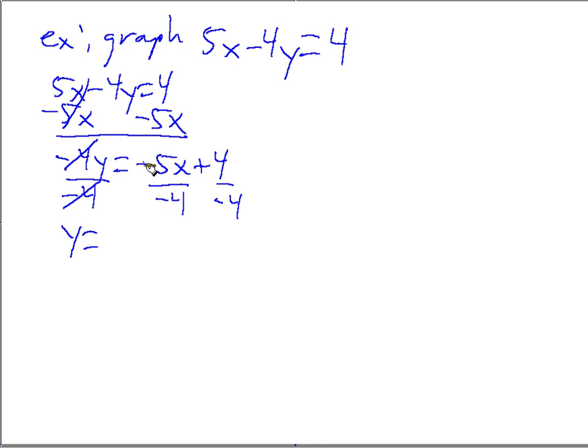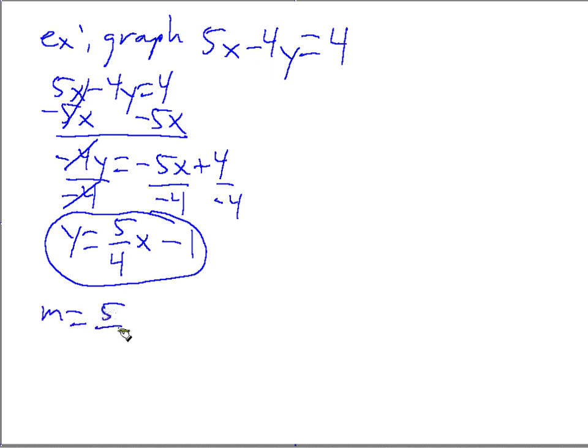So y is going to be what? Negative divided by negative is what? Positive. So positive 5/4 x. 4 divided by negative 4 is minus 1. Okay, so this is the mx plus b equation for this line right here. Okay, so what's the slope then? Well, the slope is 5/4, and the y-intercept is what? 0, negative 1. Again, b is negative 1. All right, that's the y-coordinate of the y-intercept. Okay. All right, so let's go ahead and make the graph then.